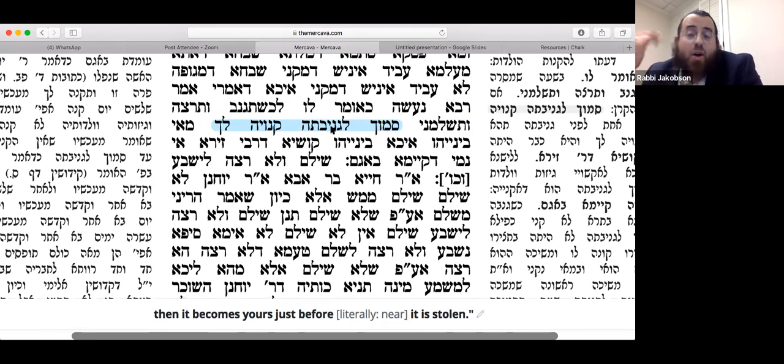So let's go back. October 1st, the product was deposited by me. October 10th, it was stolen from me. October 20th, I paid for it. According to this version, when did the cow become mine? The cow became mine October 10th, five minutes before the cow was stolen.